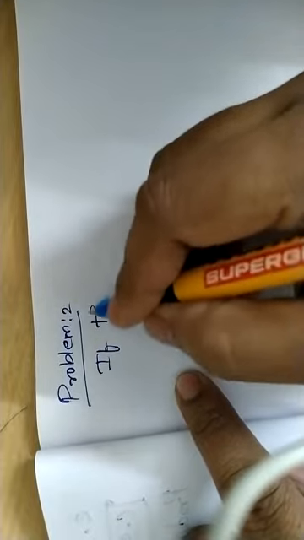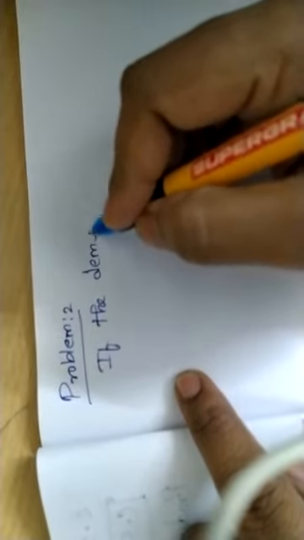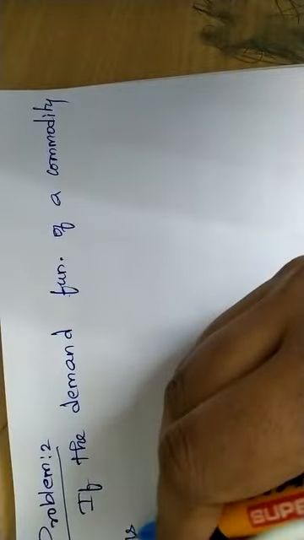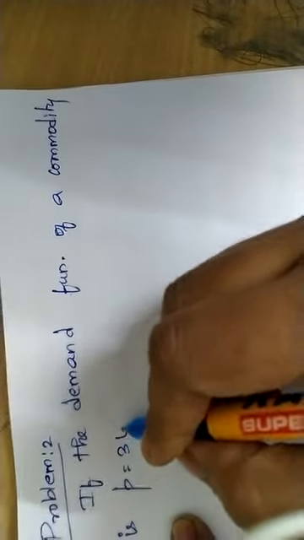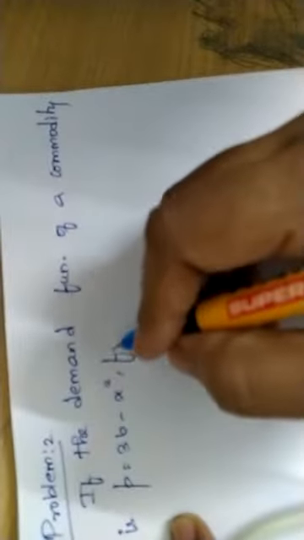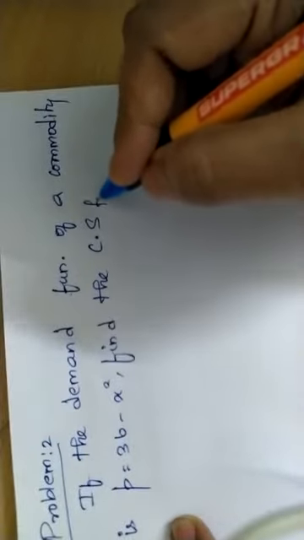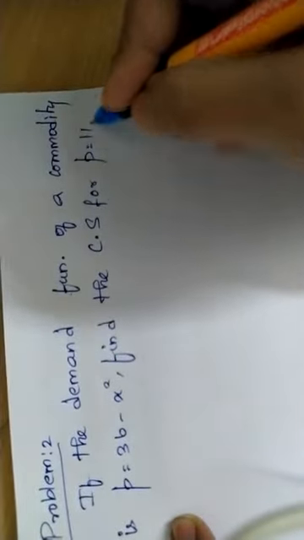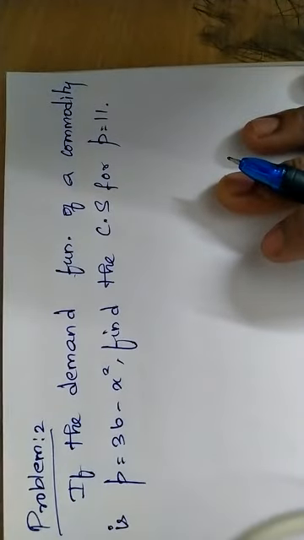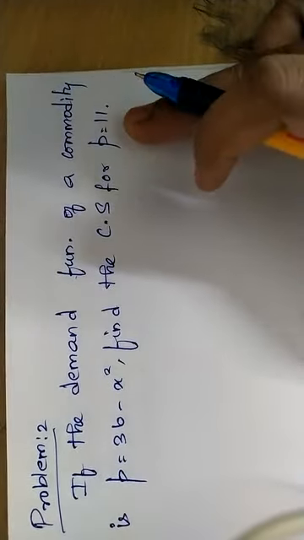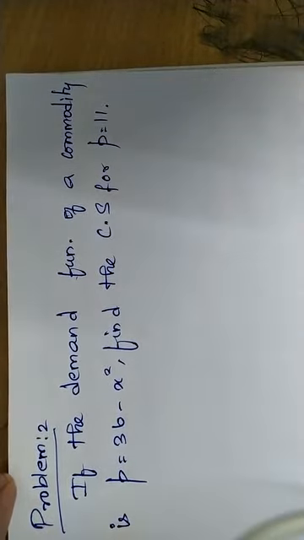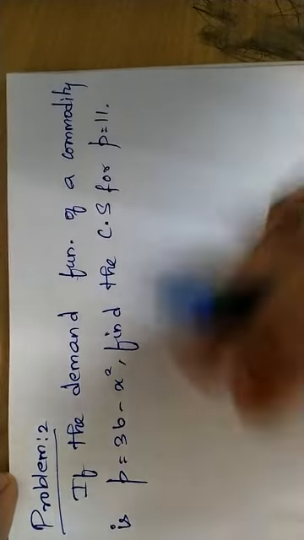If the demand function of a commodity is P is equal to 36 minus x square, find the consumer surplus for P is equal to 11. Okay. So this is your question and they have given the value for P as 11. Okay. So what we need to do? We need to find the consumer surplus.